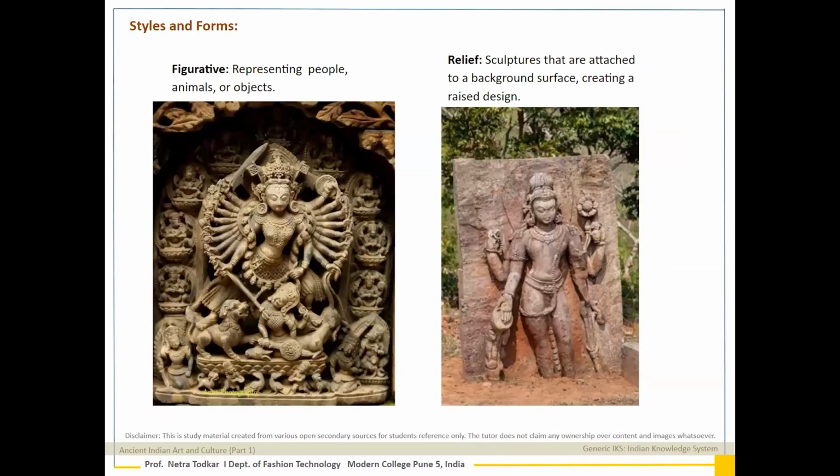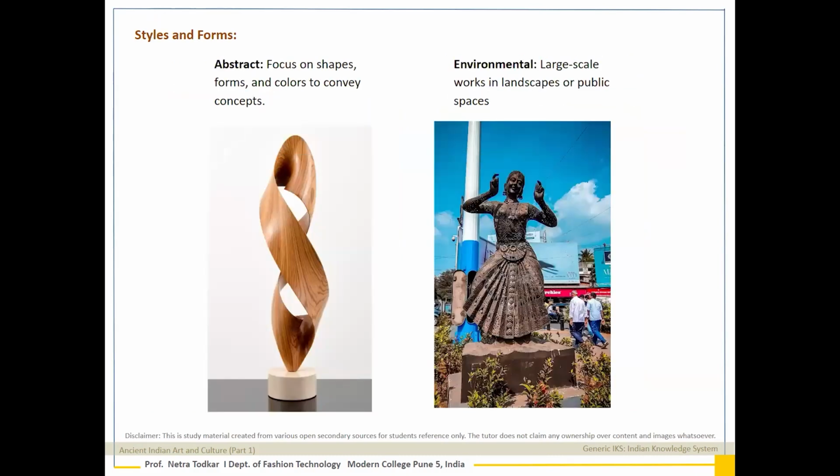Styles and forms of sculptures. Figurative style, representing people, animals, or objects. They are done mostly in stones. Relief style, sculptures that are attached to a background surface, creating a raised design. Abstract style focuses on shapes, forms, and colors to convey concepts. And environmental sculptures, large scale works in landscapes or public spaces.